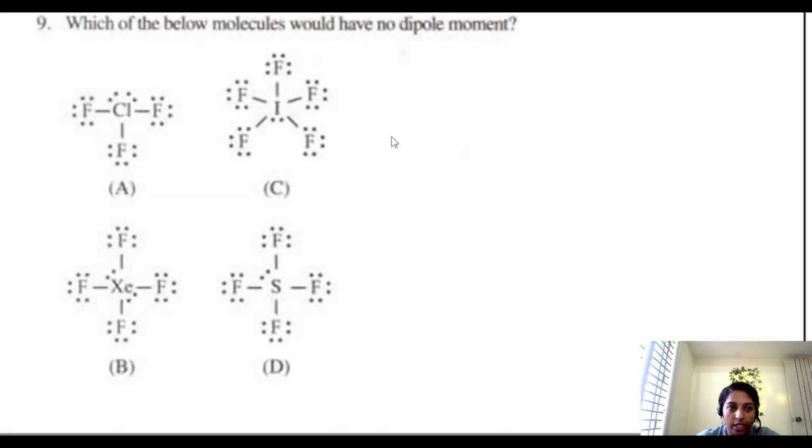Okay. So the next question is: which of the below molecules would have no dipole moment? So the concept is chemical bonding, correct? We studied that no dipole moment means non-polar. If a dipole moment is there, it's polar. So they are asking which of the following is non-polar.